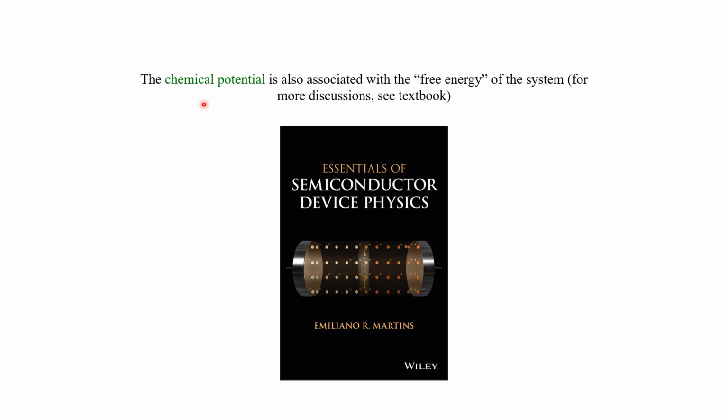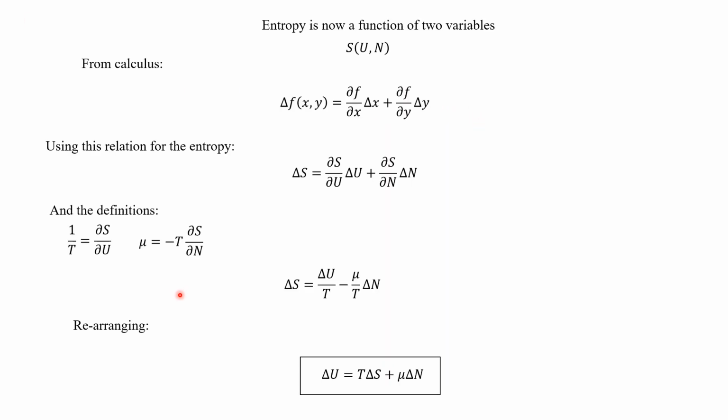Another important physical meaning of the chemical potential is associated with the concept of free energy. But this is not absolutely important for the physics of semiconductor devices. So I'm not going to treat it in this lecture series, but you can find discussions and proofs of this assertion in the textbook.